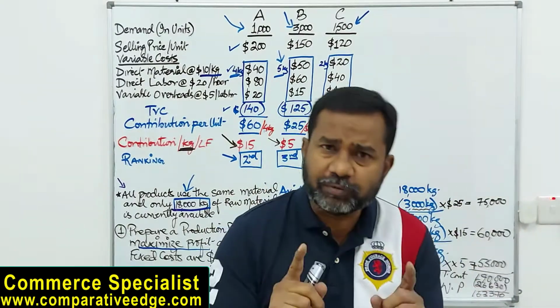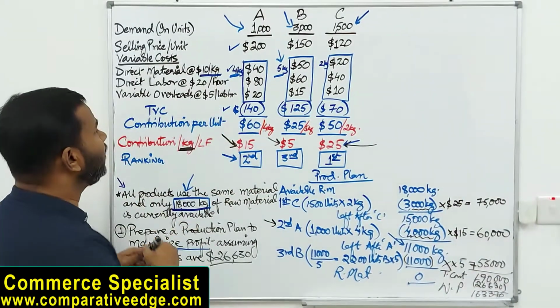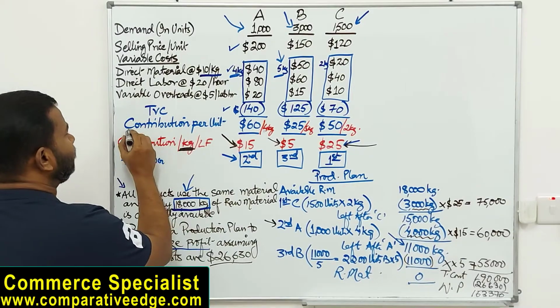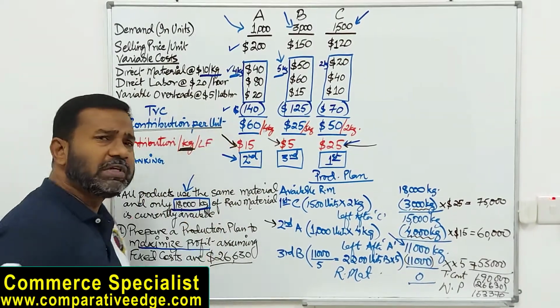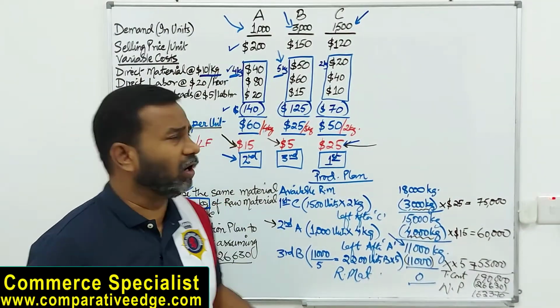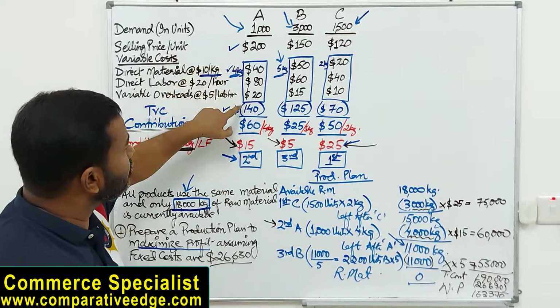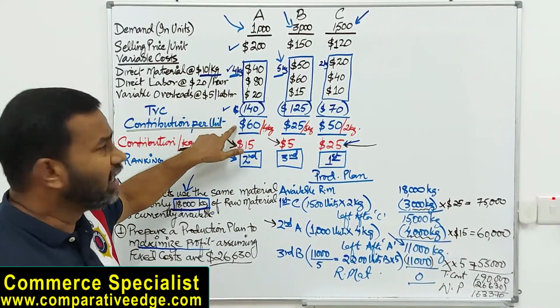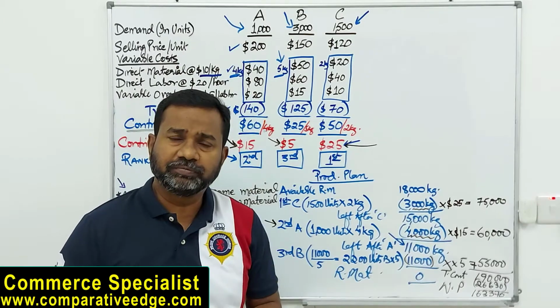The very first step to do is you just calculate your contribution. And obviously contribution is selling price minus variable cost. Selling price was 200, variable cost is 140, you minus, you get contribution. I did for the other 2 products as well.